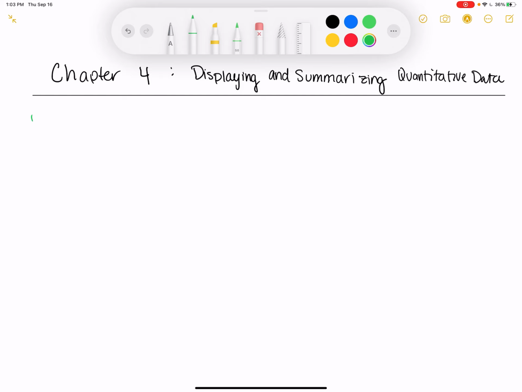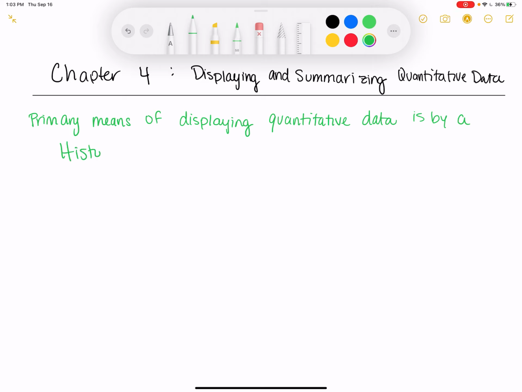The primary means of displaying quantitative data is by a histogram.